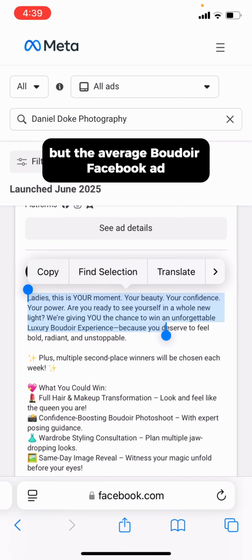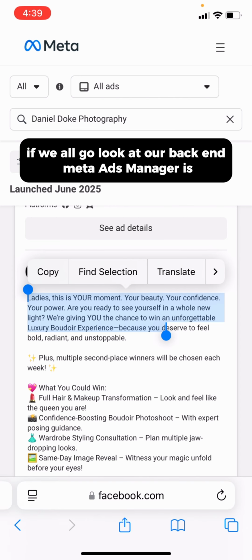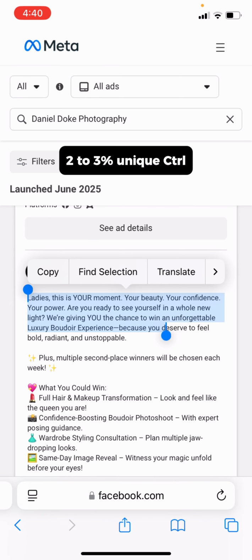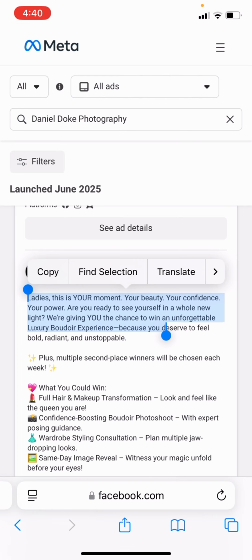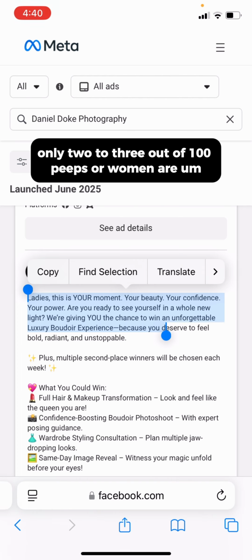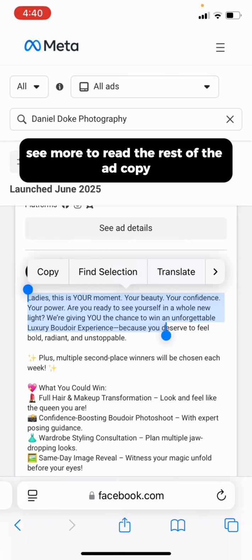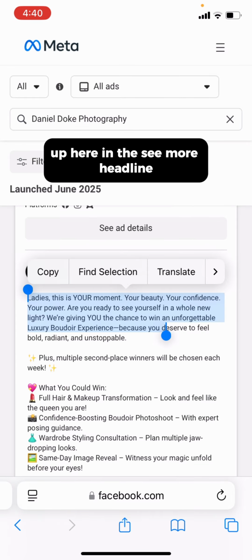But the average Boudoir Facebook ad, if we all go look at our backend Meta Ads Manager, is 2 to 3% unique CTR. So really only 2 to 3 out of 100 peeps or women are clicking the see more to read the rest of the ad copy. So basically 95% of ad spend is won or lost up here in the see more headline.